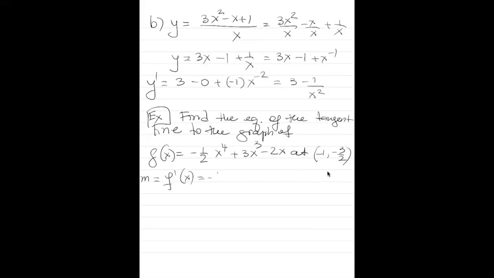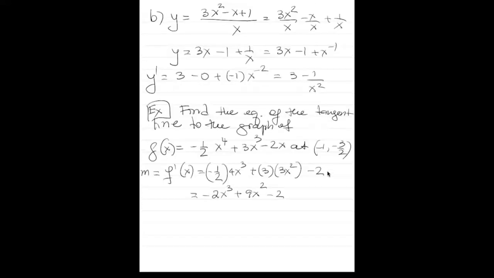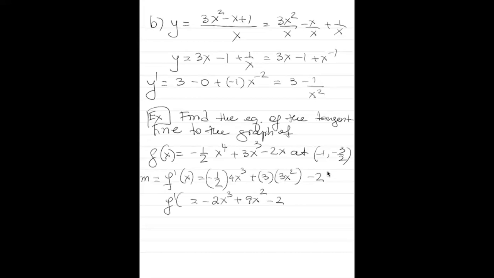Negative 1/2 is a constant. We keep it, the derivative of x to the 4th is 4x to the 3rd. Keep the 3 as a constant. The derivative of x to the third is 3x squared, and minus 2. So we simplify. This is going to be negative 2x to the third plus 9x squared minus 2. So this is the derivative as a function. This is g prime of x.